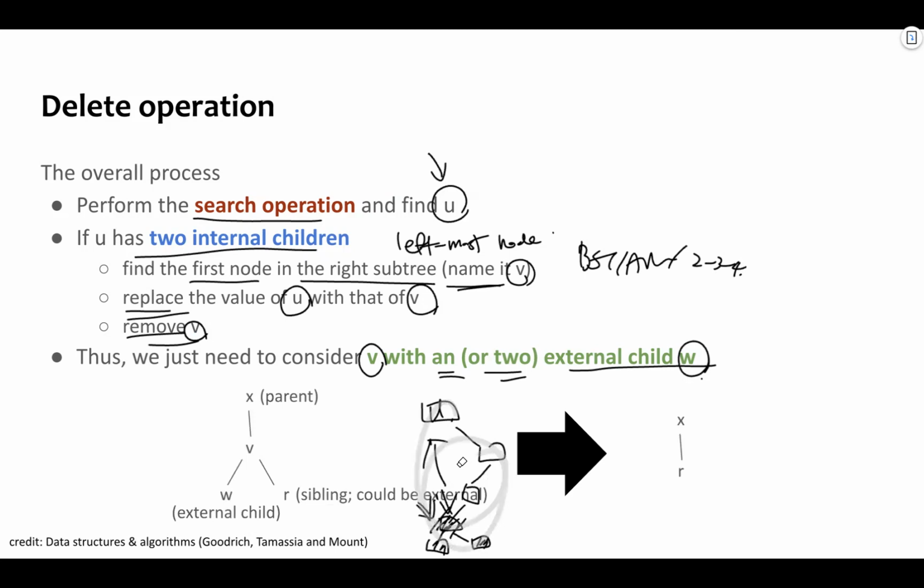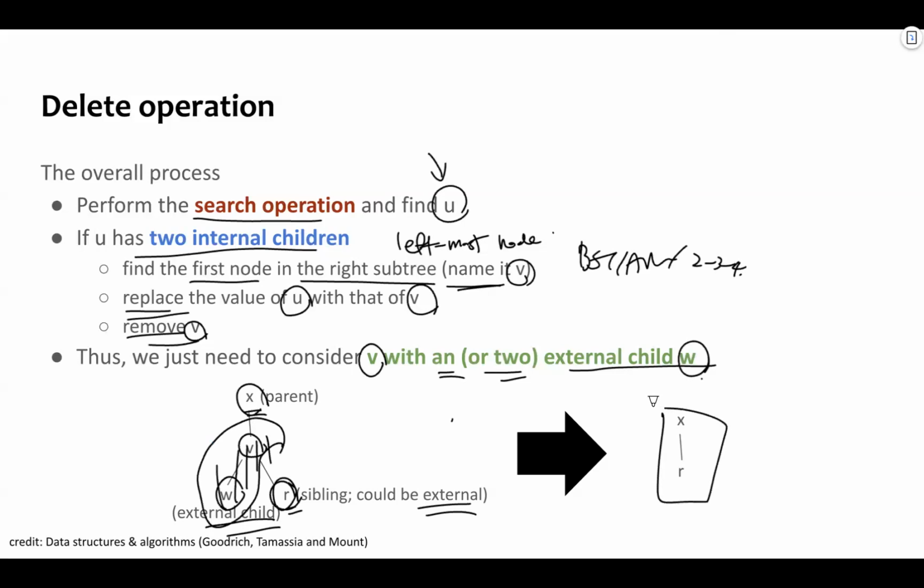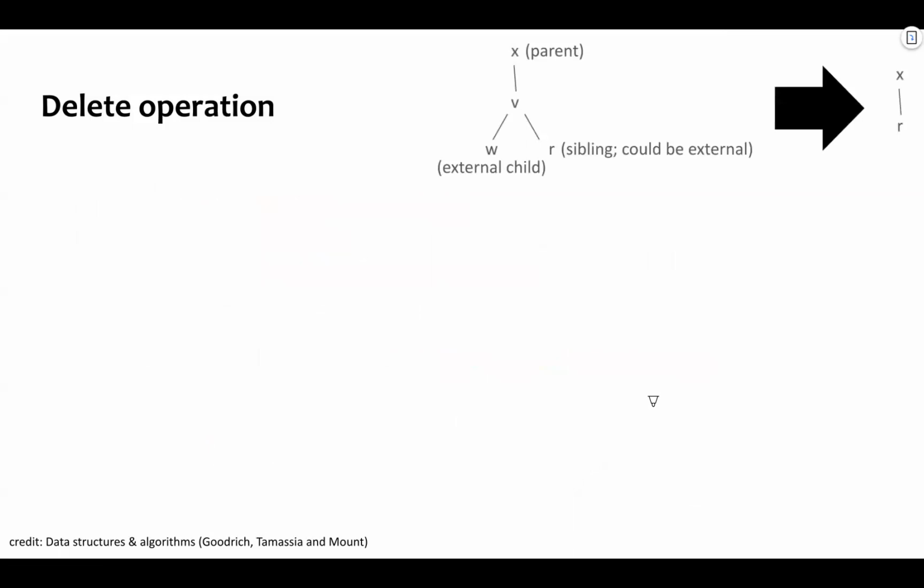And I'm going to show you a picture. Let's say we want to delete this V node. And V has a parent, X, and V has 1 external child and 1 sibling, R. And this could also be external. What we do is we remove these 2 nodes and then connect X and R like this. That's all we need to do. So this is the picture for recap.